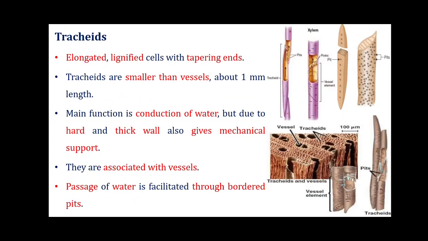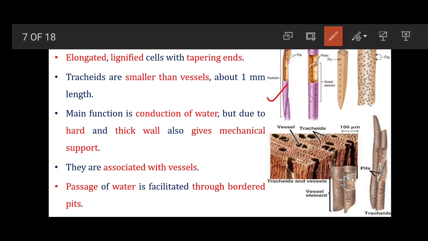Now in xylem, let's talk about one of the first components, that is tracheids. They are elongated, lignified cells with tapering ends. In this image, tracheids and vessel both are shown for comparison, but in particular we are talking about the tracheids. So these are the tracheids. They are elongated, lignified, and have a tapering end.